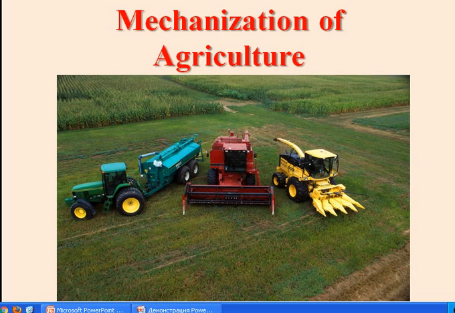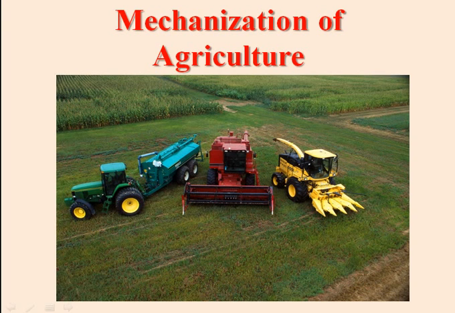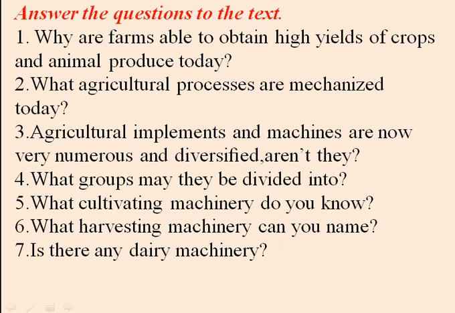Write down the theme: mechanization of agriculture. Механизация сельского хозяйства. Before speaking about mechanization of agriculture and before reading the new text, let's pay attention to the questions. You should answer them after reading the text.